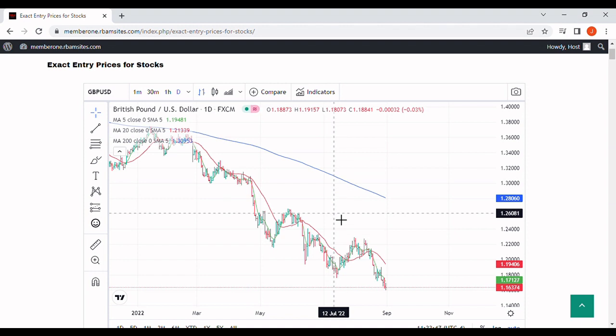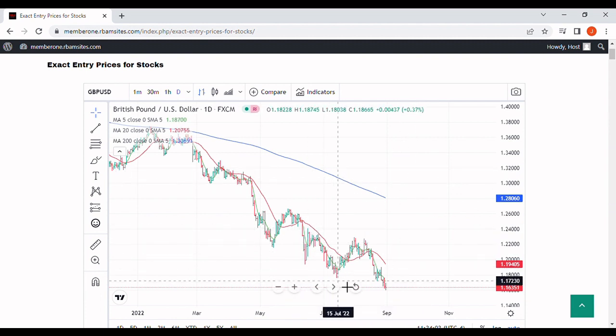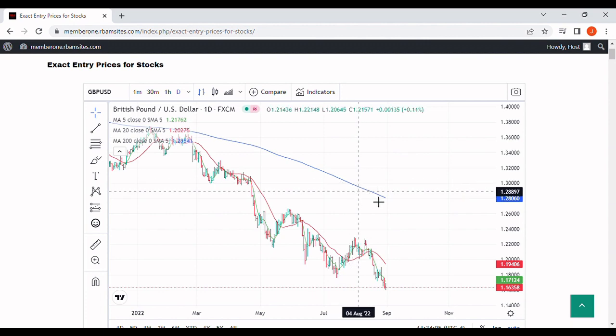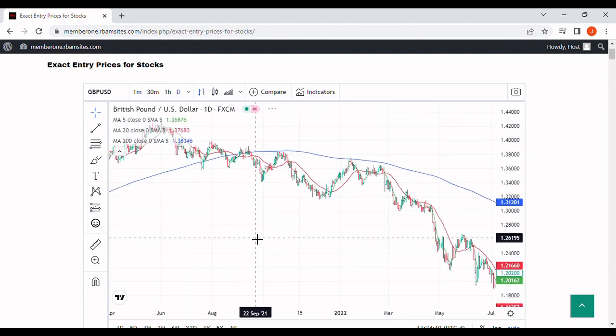We're going to do a brief video on GBPUSD analysis today. We've got a daily chart on here for you with a 5, 20, and 200-day moving average. 5 is green, red is 20, blue is 200-day. Let's take a look back here real quick, see what's been going on.